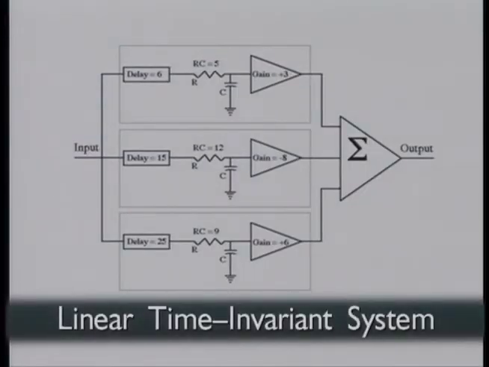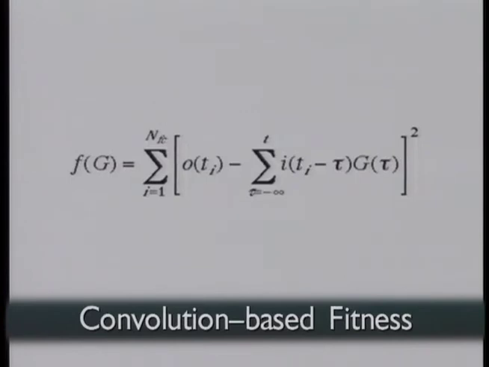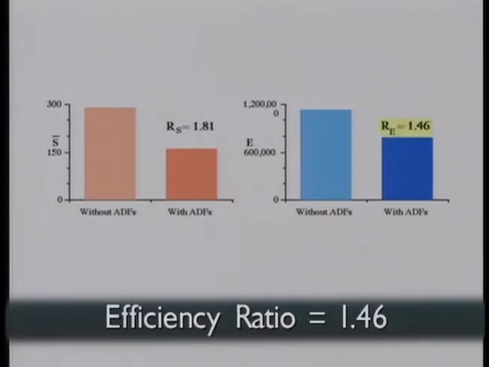When the problem requires finding the impulse response function for a linear time-invariant system, genetic programming can find a good approximation to the required impulse response function, using a fitness measure that sums the squares of the differences between the observed discrete time domain response of the system to a square input forcing function, and the response being computed by convolving the forcing function and the genetically evolved impulse response function. The computational effort without ADFs is 1,120,000, but only 768,000 with ADFs, for an efficiency ratio of 1.46.